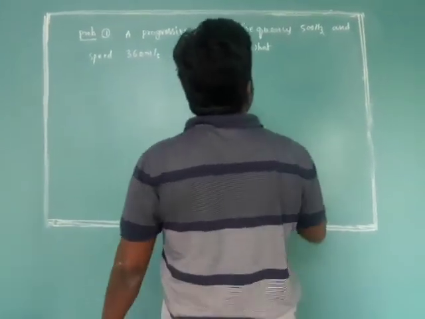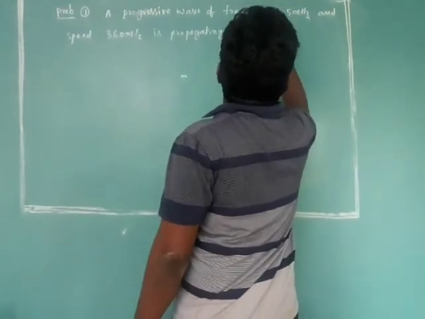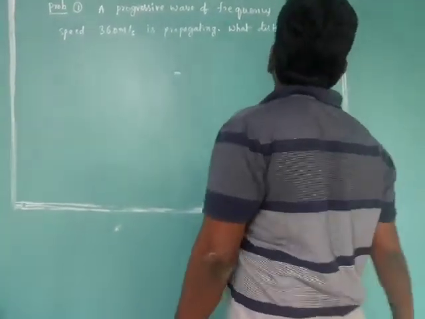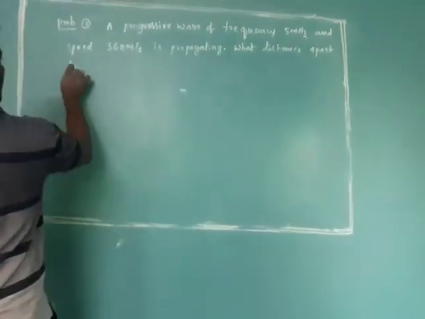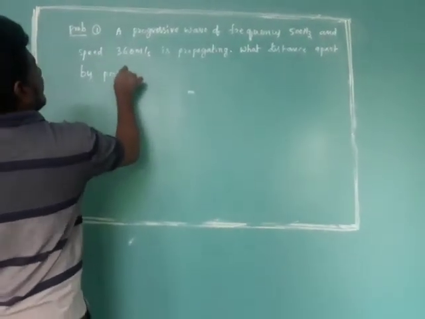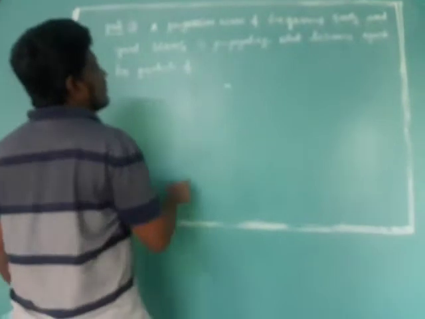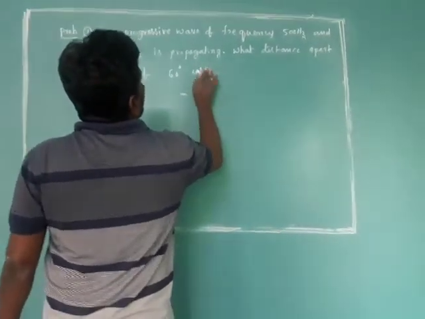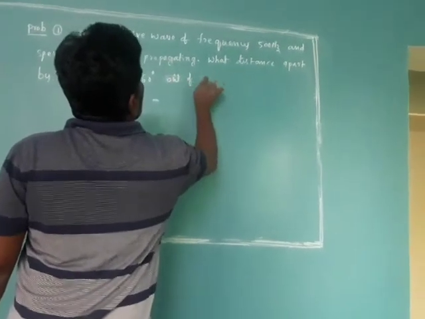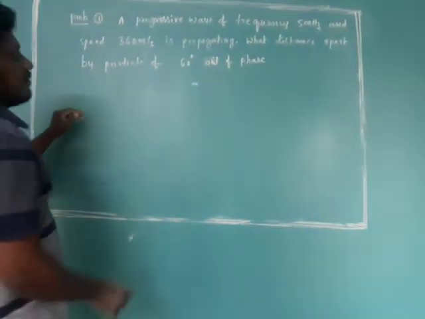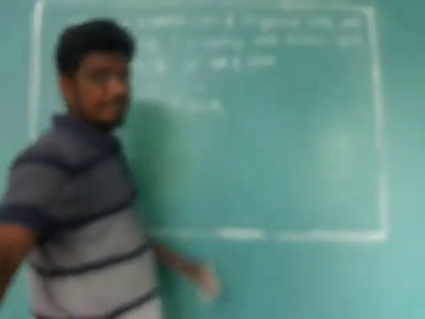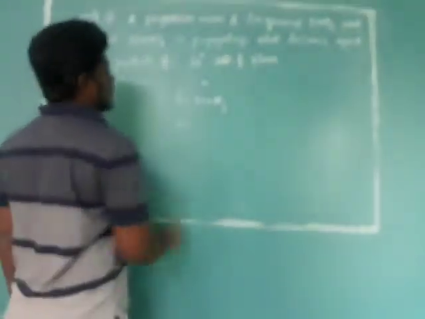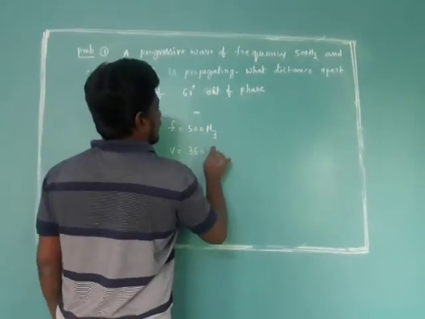What distance apart are particles of 60 degree out of phase? Okay, 60 degree out of phase. Progressive wave frequency is given 500 Hz. Okay, and speed of the progressive wave is given as 360 meter per second.